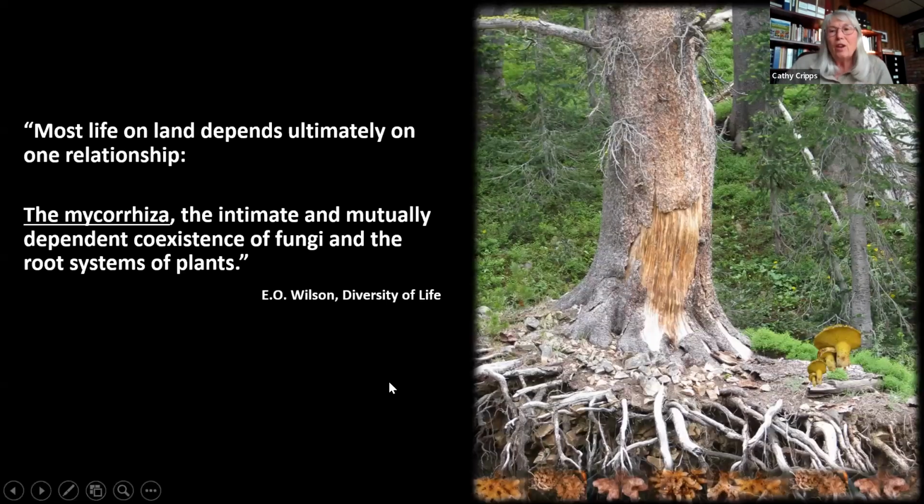Well, here's what E.O. Wilson tells us. Most life on land depends ultimately on one relationship, the mycorrhiza, the intimate and mutually dependent coexistence of fungi and the root systems of plants. So think about that. Most life on land depends on mycorrhiza. Now, why does he say that? Well, plants are the base of the food chain, and plants depend on mycorrhizal fungi.